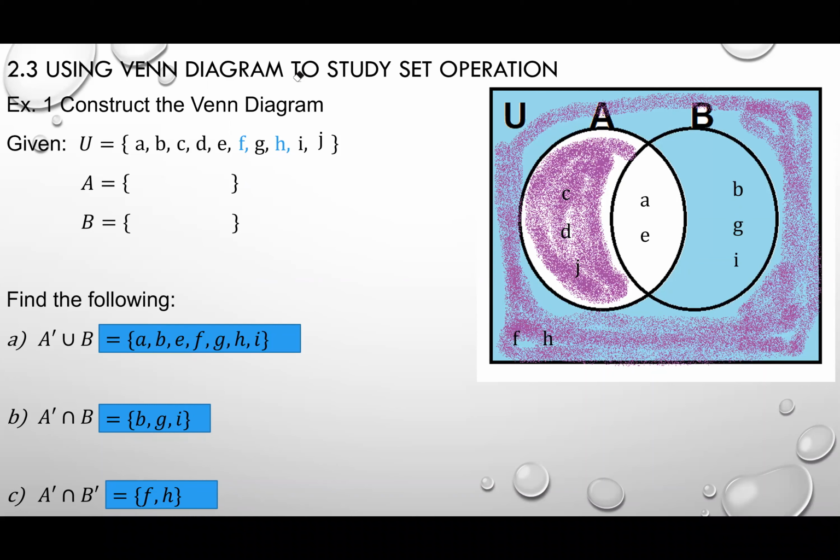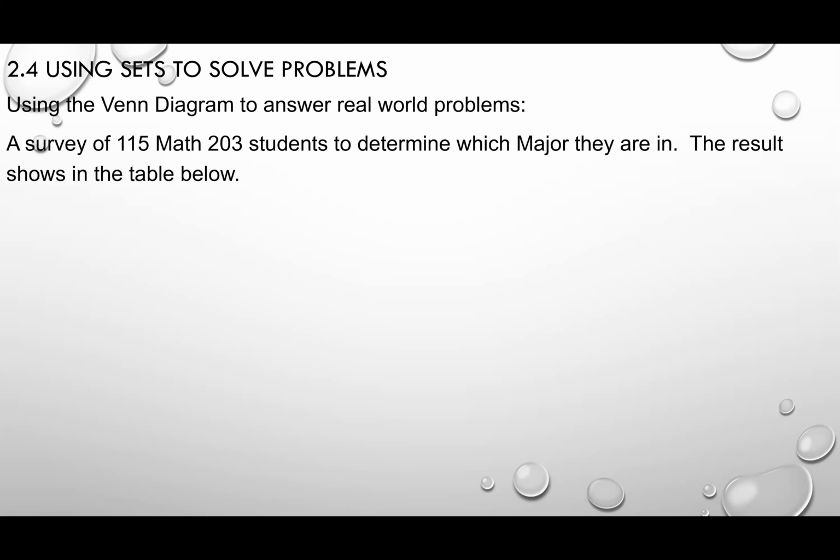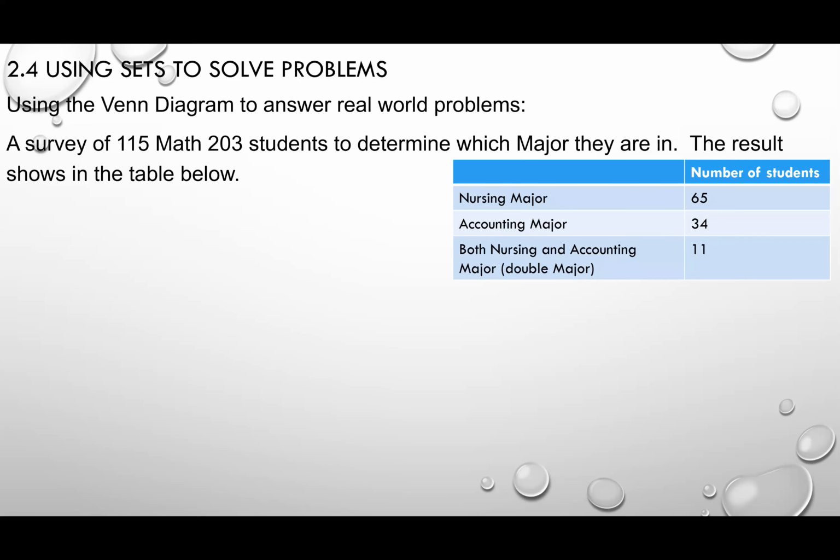Now, question on this three. So now they move a little bit more advanced, which is they give you what you just learned, and now we have to apply that to a real world situation, to a real problem or a word problem, right? So if you look at this here, they say a survey of 115 Math 203 students to determine which major they are in. The result is shown in the table below. Again, I'm just making up numbers, guys. I have a survey and this is what my result is.